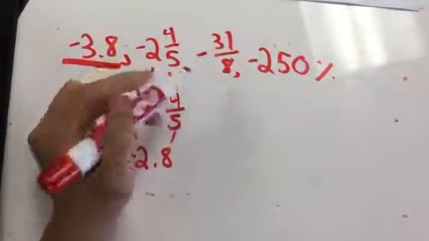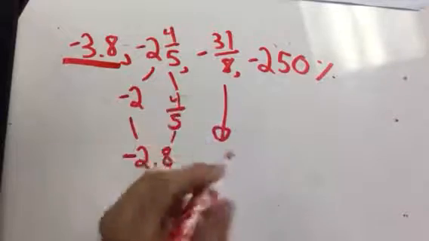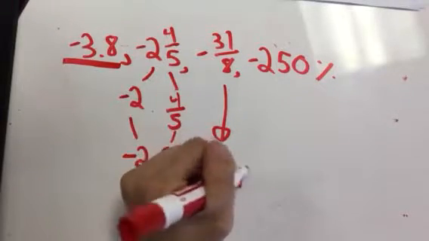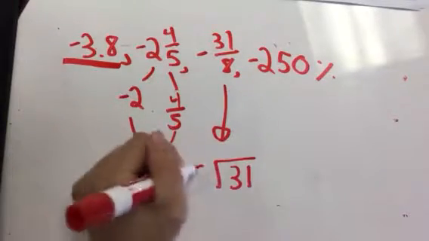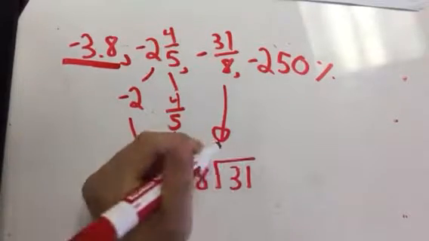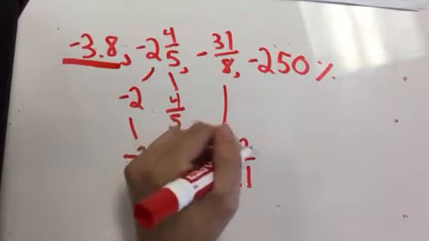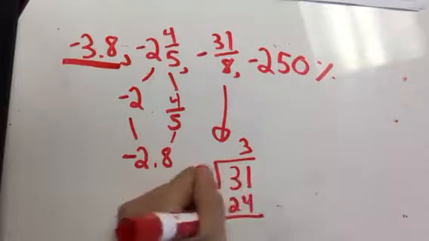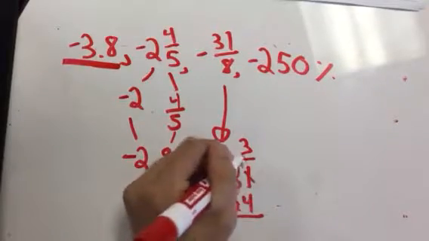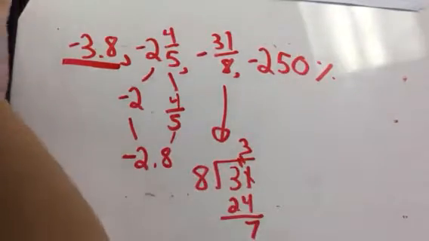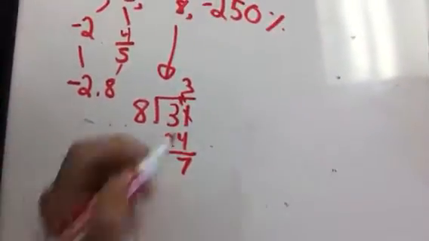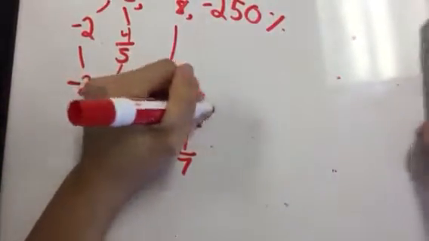This one is a little bit more tricky. You've got to just divide it. So we have our numerator on the inside, our denominator on the outside. 8 goes into 31 3 times. 8 times 3 is 24. And then we subtract and get 7. Don't forget to add your decimal and your 0.